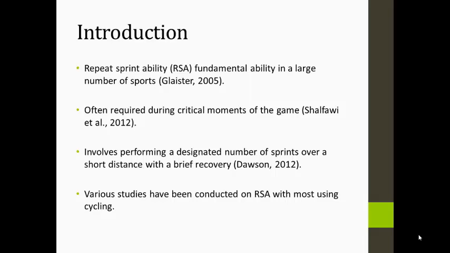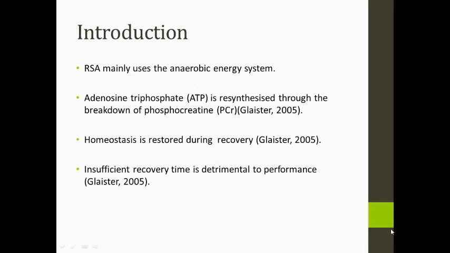A repeat sprint protocol is often used to train this and involves performing a set amount of sprints over a short distance with a brief recovery. There have been many studies conducted in this area, however most have used cycling. During a repeat sprint protocol, the main source of energy is coming from the anaerobic system. In this process, ATP is resynthesized through the breakdown of phosphocreatine. This is a process called glycolysis.